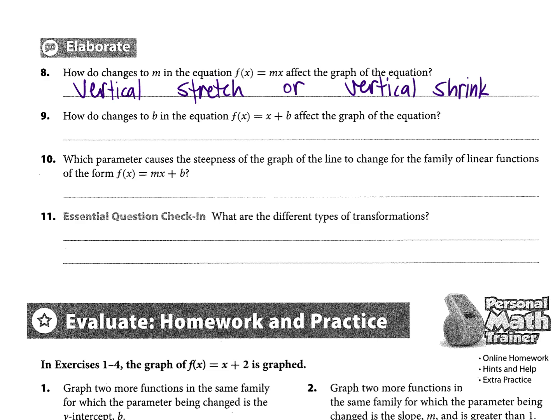How do changes in b affect the graph of the equation? If we change b, those are going to be a vertical shift. Another word that you may have used is a vertical translation, like we talked about with translating shapes. You can translate a line up or down. Which parameter causes the steepness of the line to change for the family of linear functions? Steepness has to do with the slope.